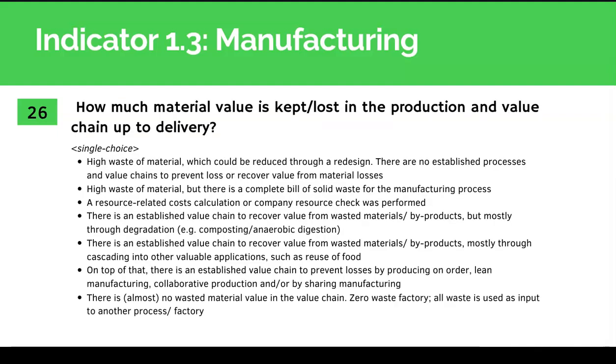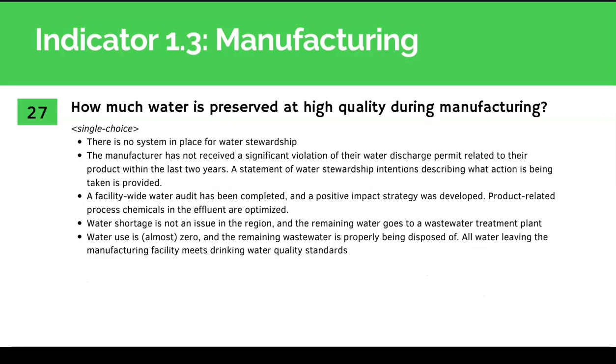Then we are asked about how much material value is kept or lost in the production, and not just in the value production, but also in the value chain up to delivery. The following question is concerned also with water stewardship and water consumption, and is asking about the amount of water that is preserved at high quality during manufacturing, and whether there is a system in place for water stewardship, whether there has been a water audit provided, whether water shortages are an issue or not at all, or whether you don't use any water in your production processes.